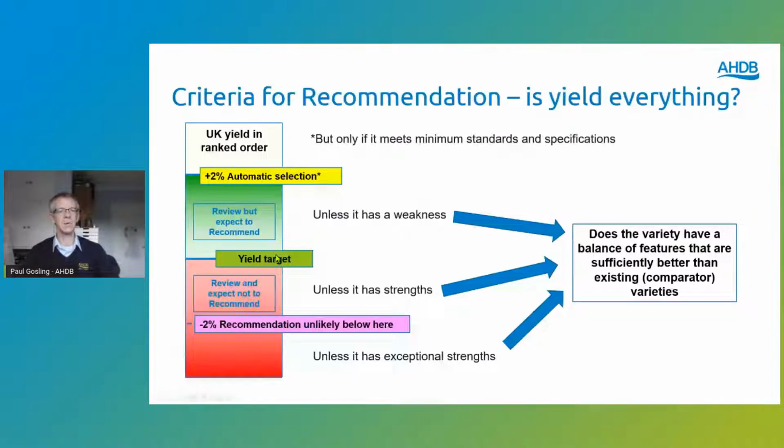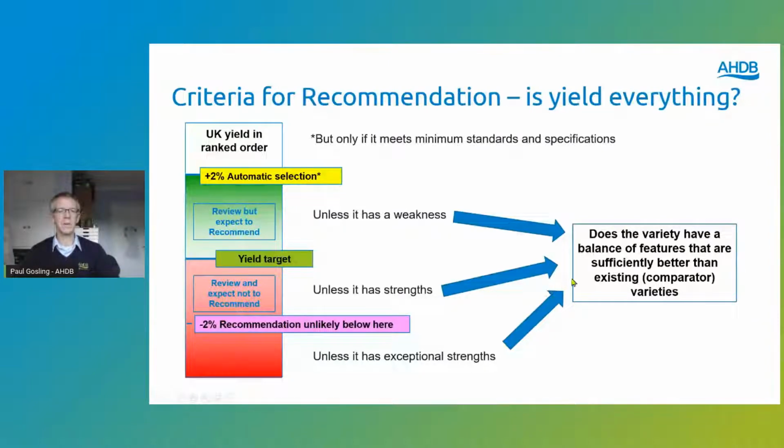And if a new variety is more than 2% above that yield target, it gets automatically added to the recommended list, but only if it meets minimum standards and specification. If it doesn't, it has to be reviewed. For varieties that are between the yield target and this 2% level, we review them, but we do expect to recommend those varieties because they're offering a benefit to the industry. They have better yield than what's currently available. But if that variety has a weakness, we may not recommend it. Below the yield target, we always review varieties, and the expectation is not to recommend unless they have a strength. If you get more than 2% below that yield target, then the variety really has to have some exceptional strengths in order to be recommended.